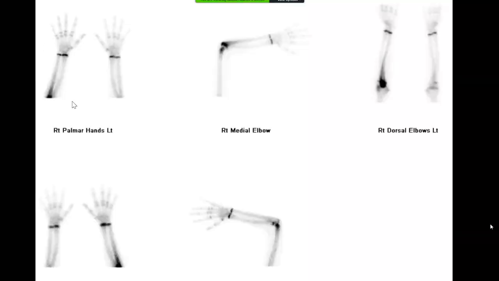Let me just explain to you. This is the right side. This is the left side. This is again the right elbow. This is the opposite left elbow. Right elbow out here, left elbow out here.